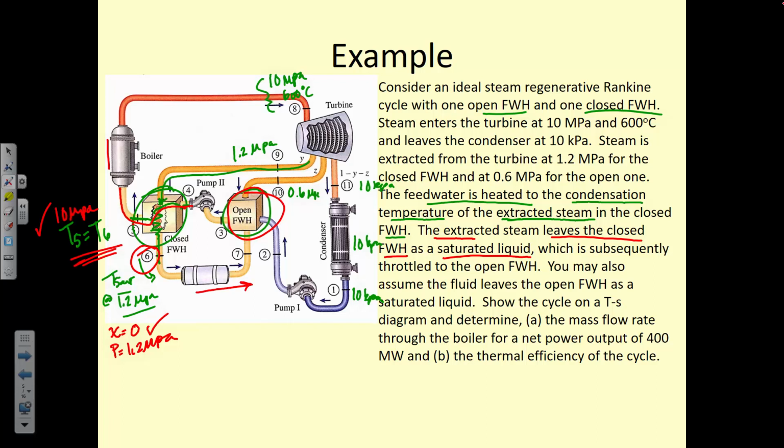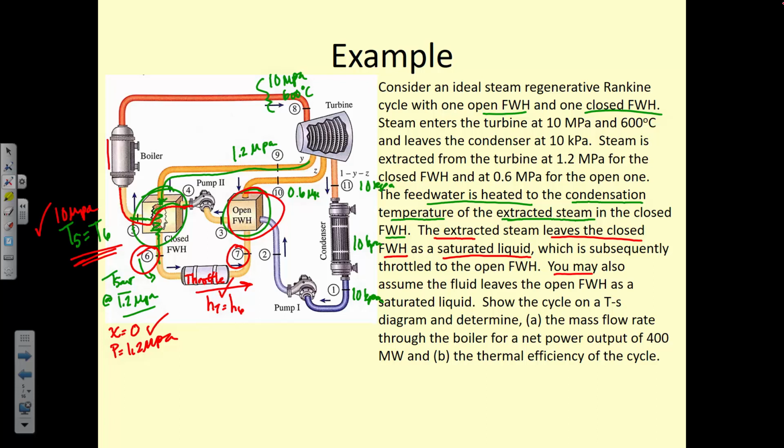State 7 is a throttling device. What does a throttling device do? It drops the pressure. It throttles, so it lowers the pressure and does what? It's a constant enthalpy process. So H7 is equal to H6. That one's specified for us. All right, so we have 5, 6, 7, and 8. What about 1, 2, 3, 4, 10, and 11? How do we even do this?